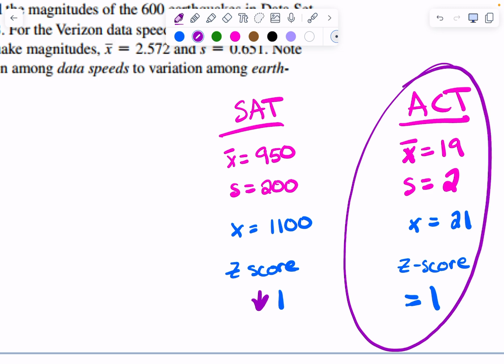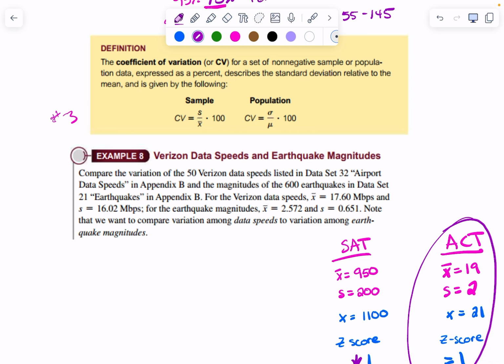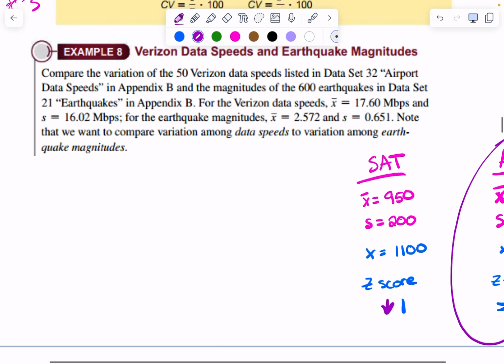The reason some of this stuff exists is so that I can compare apples to oranges. I want to compare SAT and ACT, but I can't because they're not on the same scale. The coefficient of variation allows you to relate standard deviations and averages. Here are 2 things we're comparing: Verizon data speeds and earthquakes. I want to know which one has more variation, which one is more consistent. It would be interesting if we could say that Verizon data speeds have less consistency than earthquakes.